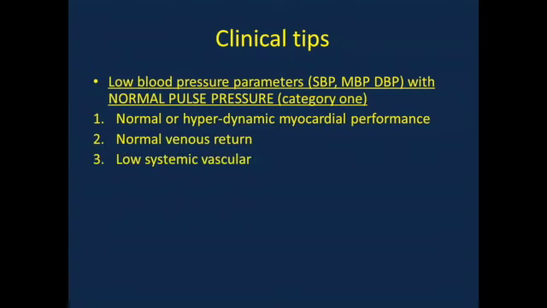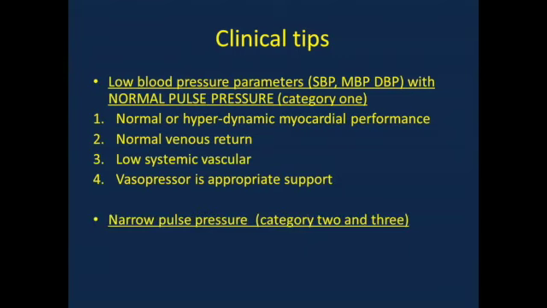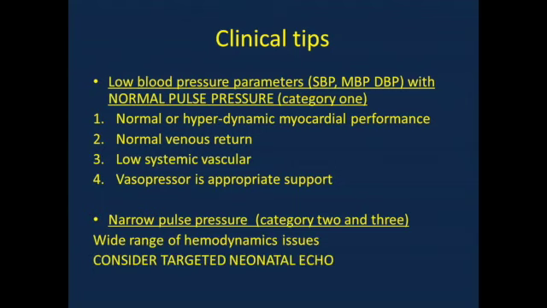So you need to correct the resistance by adding a vasopressor, not inotropes. And vasopressor is either vasopressin or norepinephrine. Vasopressor in this condition is appropriate support. If you have normal pulse pressure, like category 2 and 3, you have a wide range of hemodynamic issues, including pulmonary hypertension, including myocardial dysfunction, cardiomyopathy, including hypertrophic cardiomyopathy, which you cannot diagnose without echocardiography. Then you have to consider targeted neonatal echo once you have narrow pulse pressure.